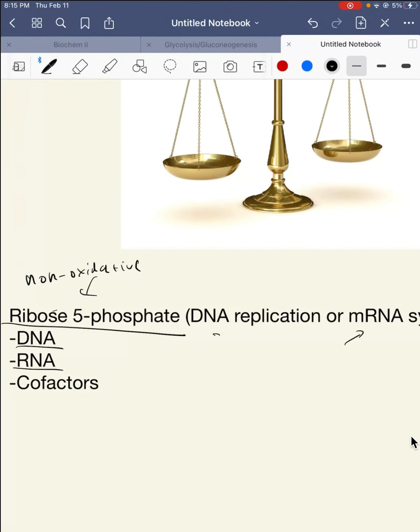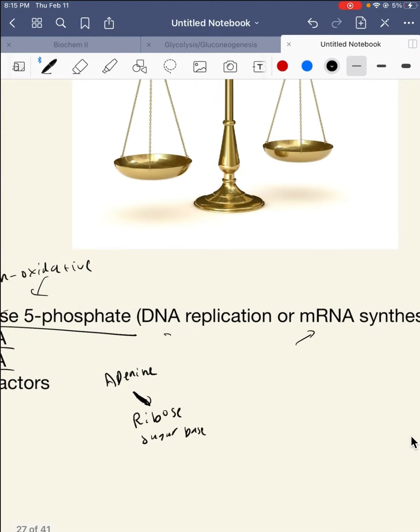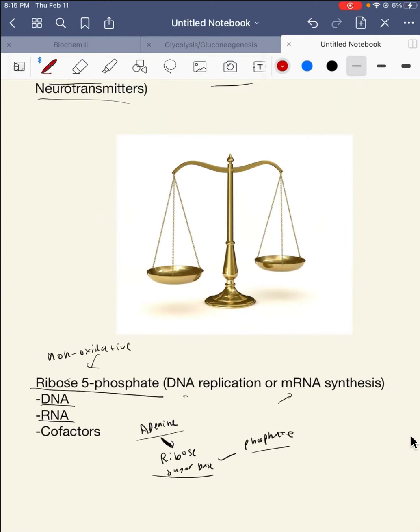Let's talk about this. This is an example of a nucleoside. You have adenine, and then you have the ribose sugar base. And then it's also linked to some phosphates. This is a really bad representation, but it has all these 3 groups in there. And then the adenine can be guanine, it can be cytosine, or any of the other bases.